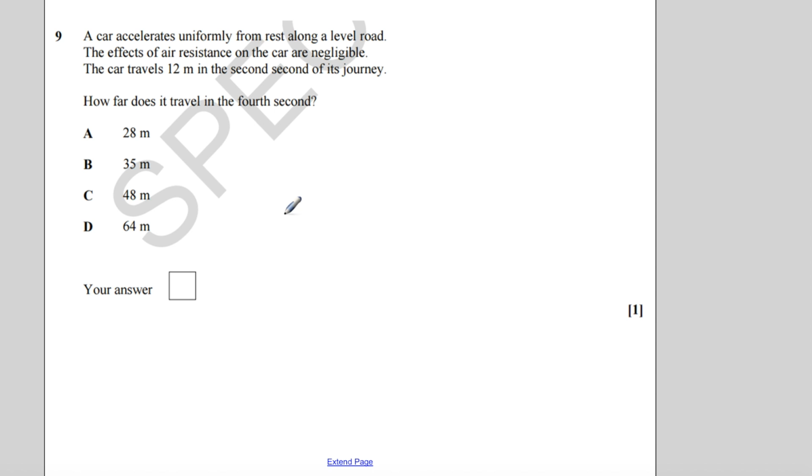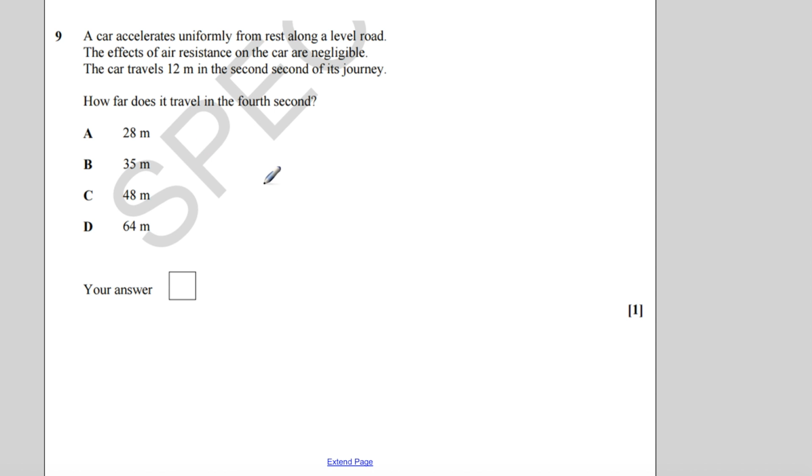Question 9 is about a car that accelerates uniformly from rest, and we're told that air resistance is negligible, so you don't need to worry about any drag forces, and the car travels 12 meters in the second of its journey. So how far does it travel in the fourth second?